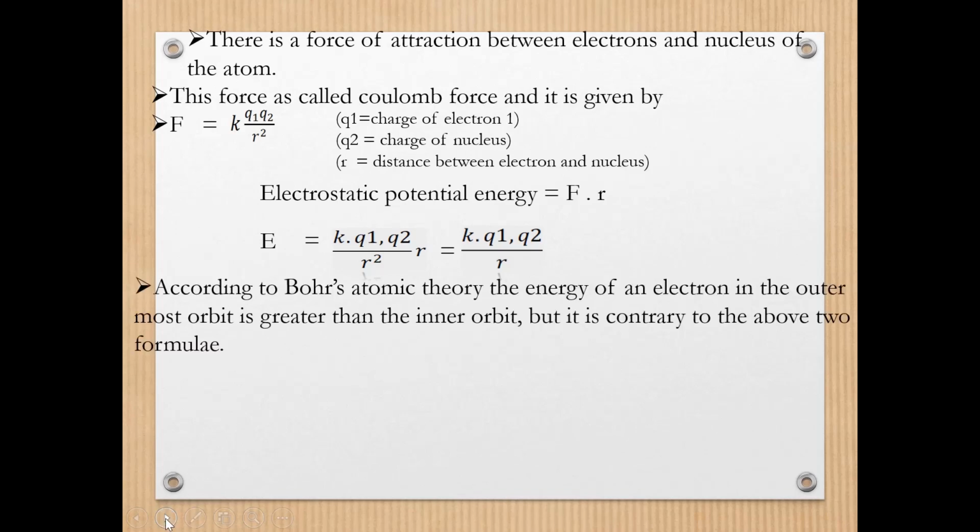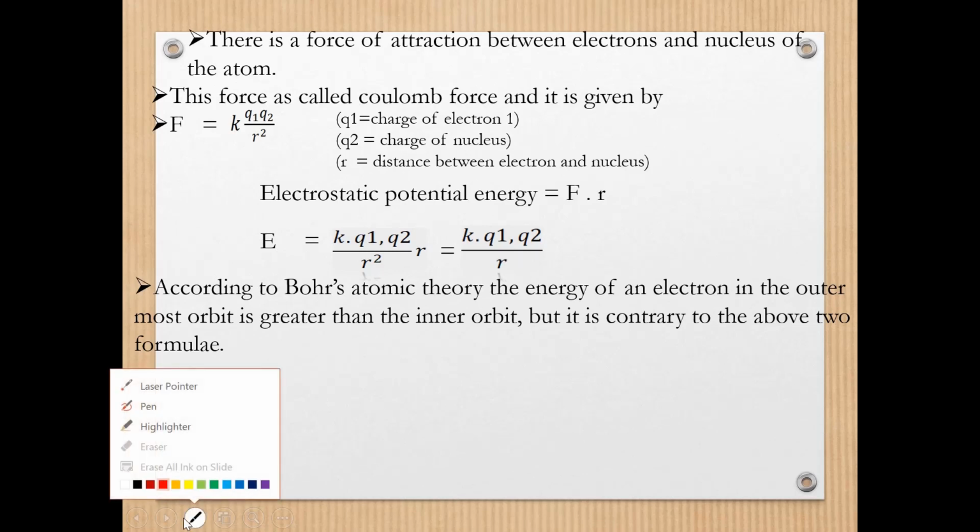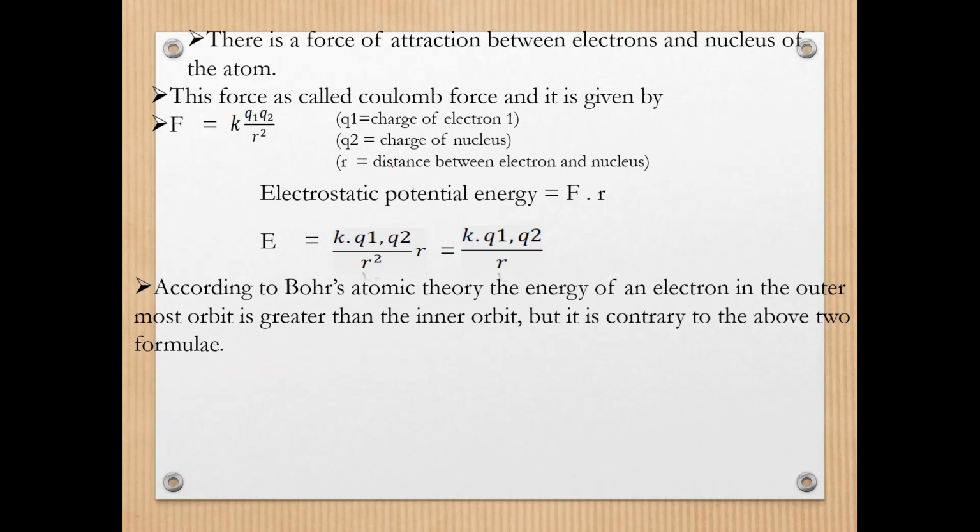According to Bohr atomic theory, what happens to the energy E if R is increased? As the distance from the electron to the nucleus is increased, the electropotential energy of an electron will get decreased.